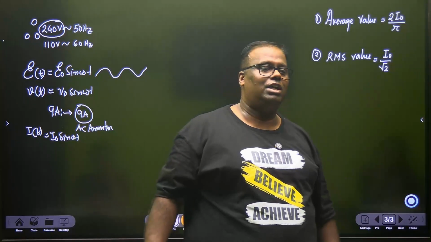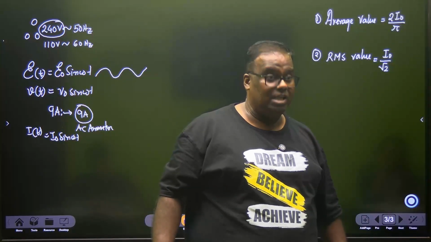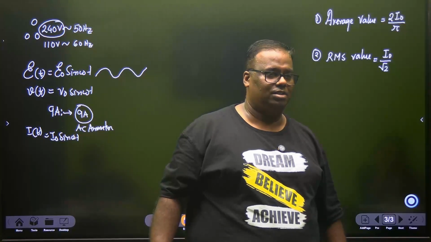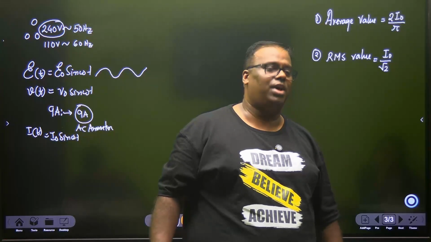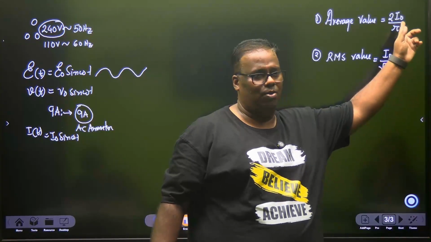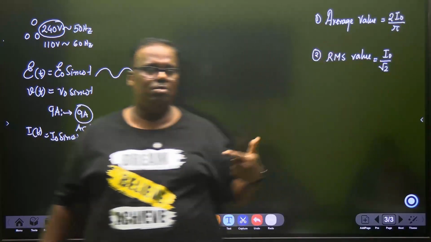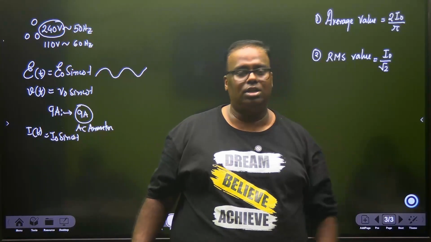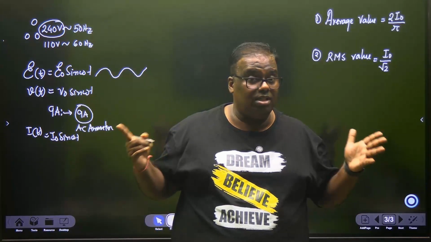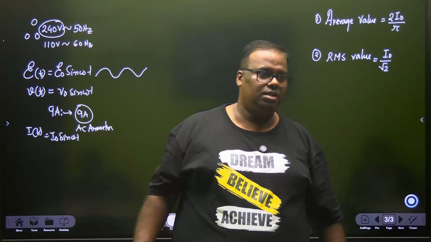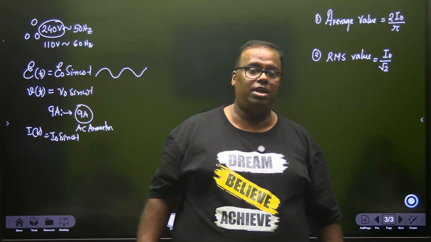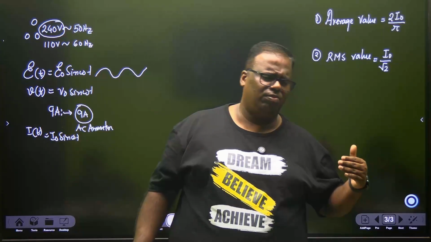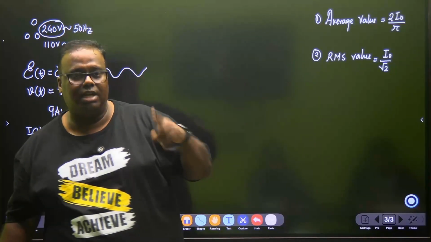If my alternating current was something like I equal to I naught times 3t square, that will not have this value. And in our syllabus, what type of alternating current will we study? Sinusoidal alternating current, because that's a very clean signal. And that clean signal can be delivered only by distribution companies, because it takes a lot of effort and a lot of engineering to get that sine curve.